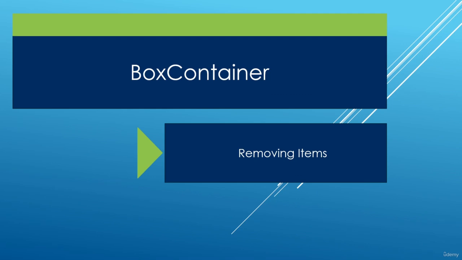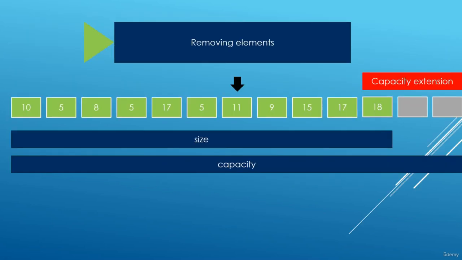In this lecture, we want the ability to remove items from our box container collection. Let's look at how we could do that. Suppose we have this collection with these elements in, from 10 here to the 18 that we have. Our size is going to be probably 11 and our capacity is going to be 13 in this example here. And we want to remove the element 11.